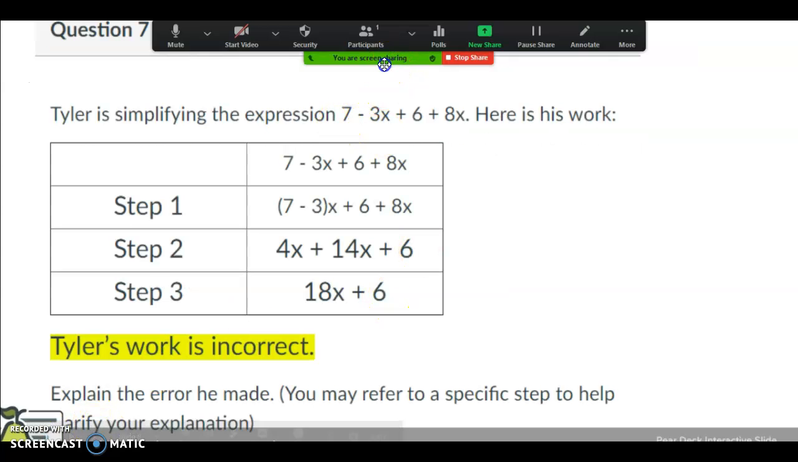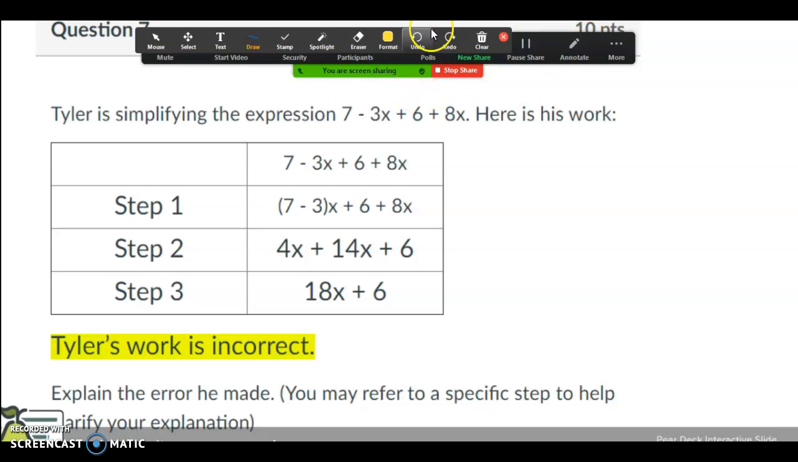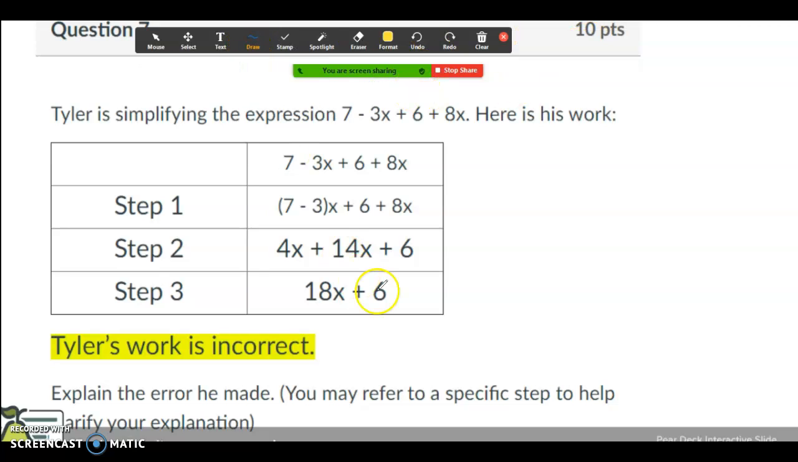Okay, Tyler made a mistake here. We need to figure out his mistake. He was trying to combine like terms, but he made a mistake. So it says 7 minus 3x plus 6 plus 8x. If I were Tyler, the first thing I would do is combine these two because they both have an x, and then I would combine 7 and positive 6. But it looks like what he did right here was he did 7 minus 3 first and then added that x back on. So he did 7 minus 3 and got 4 and added that x back on.